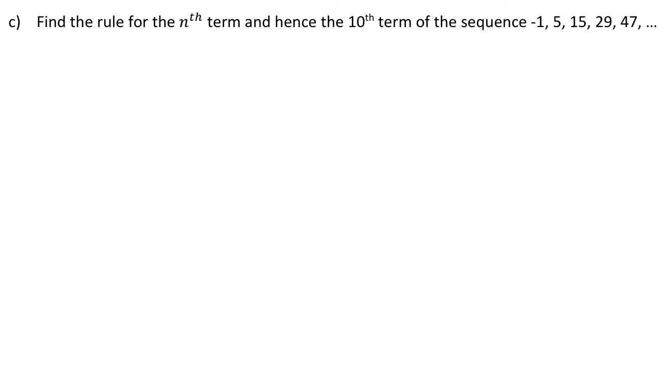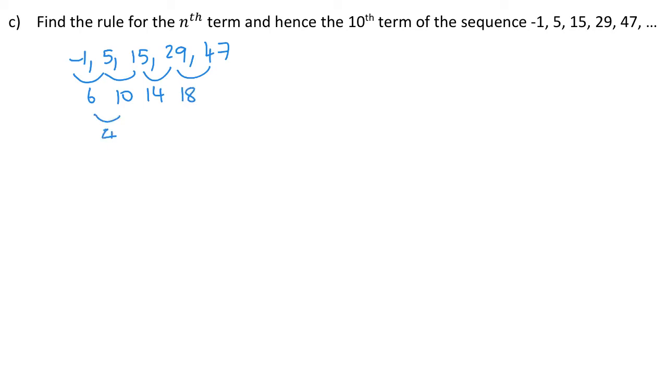Part C, find the rule for the nth term and the 10th term of this sequence. So let's see, we've got minus 1, 5, 15, 29, and 47. To get from minus 1 to 5, it's 6. 5 to 15 is 10. 15 to 29 is 14. And 29 to 47 is 18. So we need to go to a second difference. So that's 4, 4, and 4. So because it's 4, that means it's going to be of the form 2n squared.